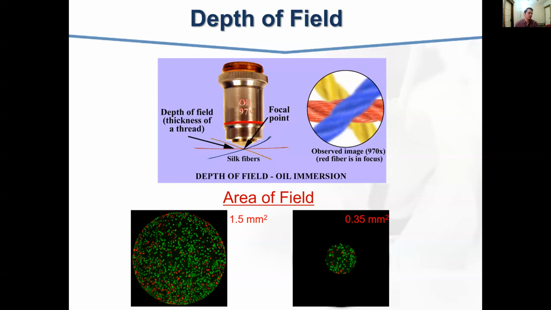Another thing that you want to keep in mind is your area of field. This is much easier to understand. This is just the area that you are capturing. That would be 1.5 millimeter squared in this example to 0.35 millimeter squared. So it's just how big the area is that you are actually looking at.